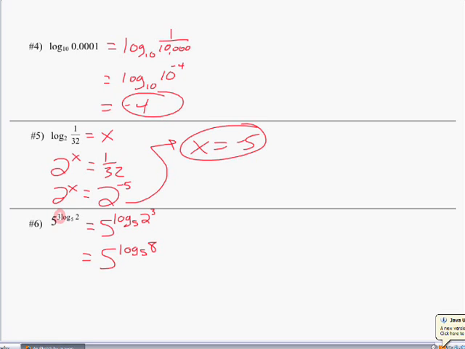Right, 2 cubed is 8. Using log ID number 2, we can now say this is 8 because our base of 5 and our logarithm's base are the same, so the answer is just the argument. Questions?